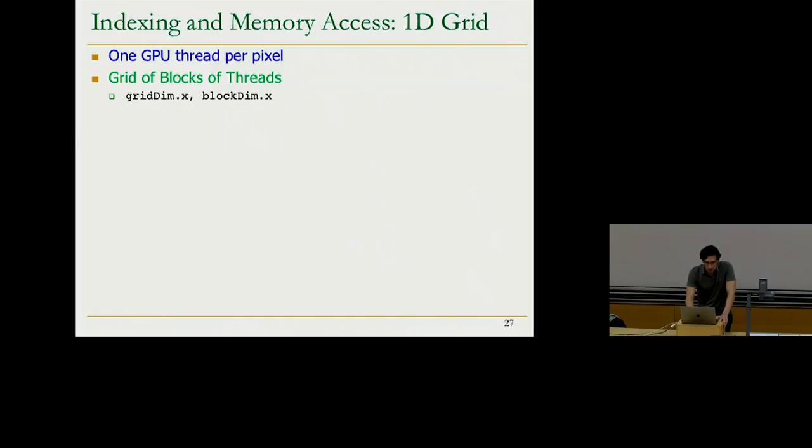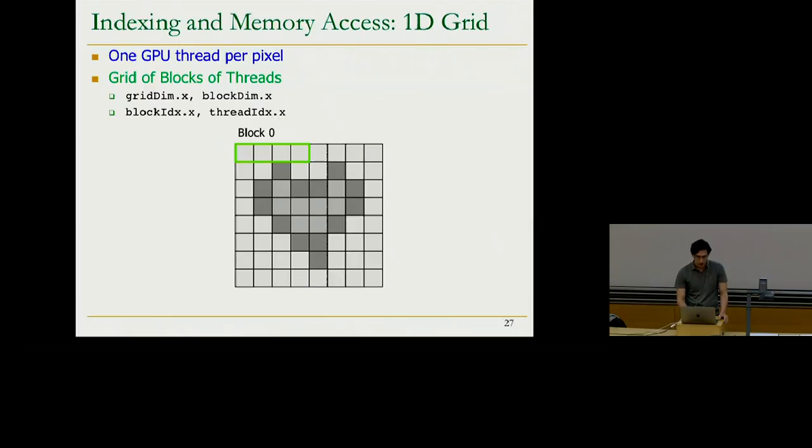And block dim is the total number of threads in each of these blocks. What's the total number of threads in the entire GPU? It is grid dim X times block dim X. And now we want to identify each of these blocks, and I want to identify each of these threads in each block. So for that reason, we need to use this blockIdx.x and threadIdx.x.